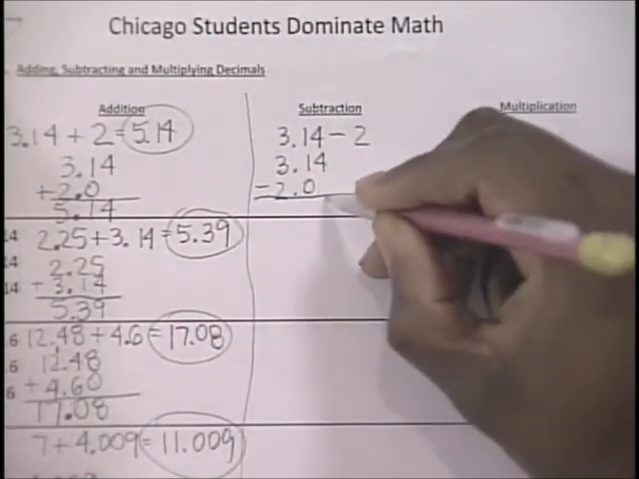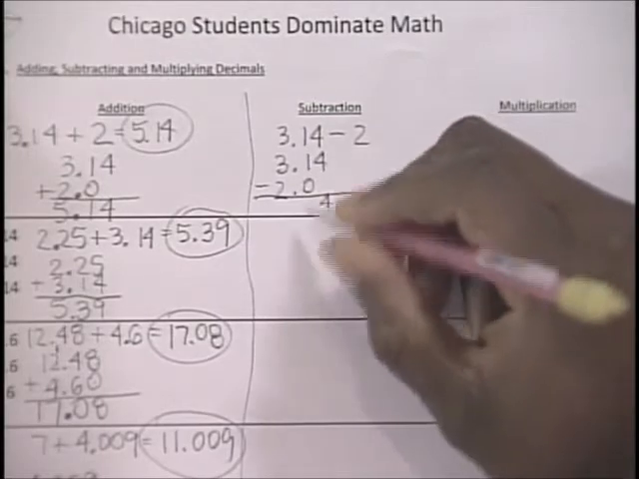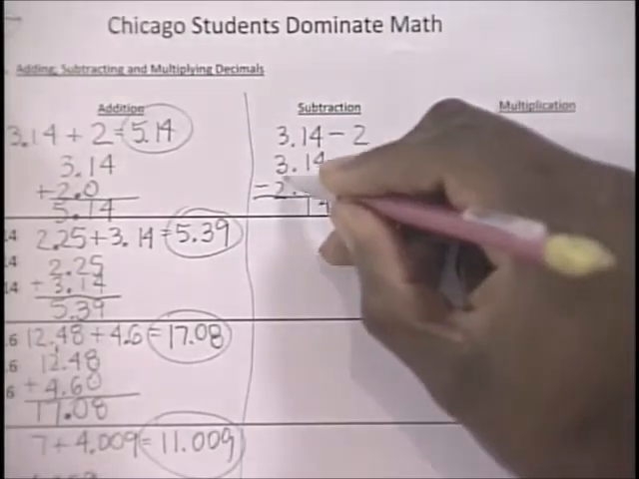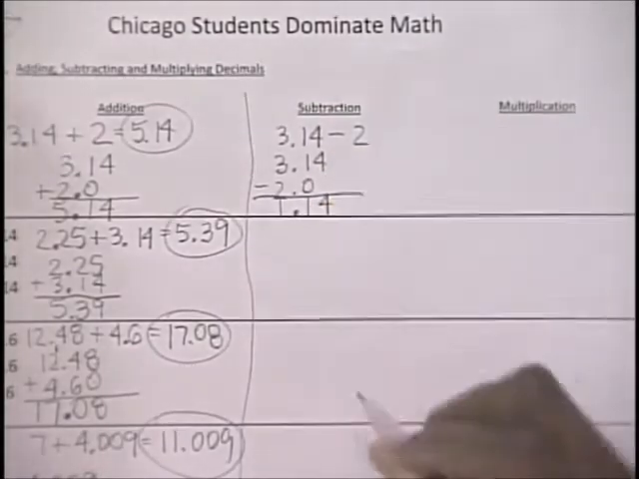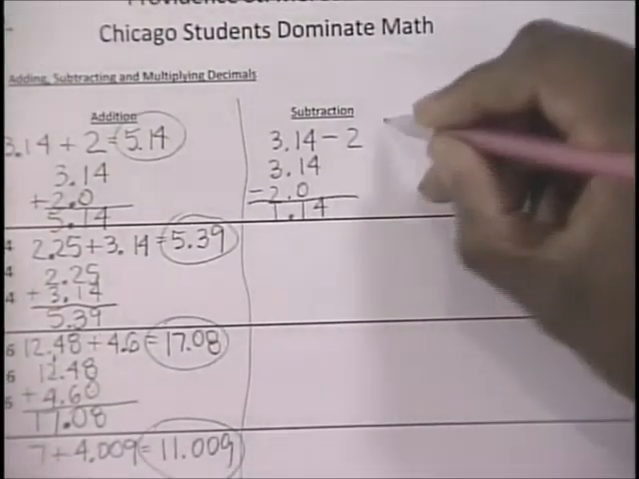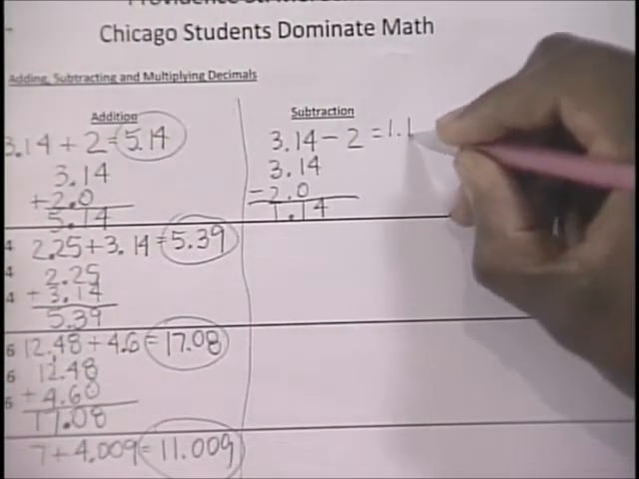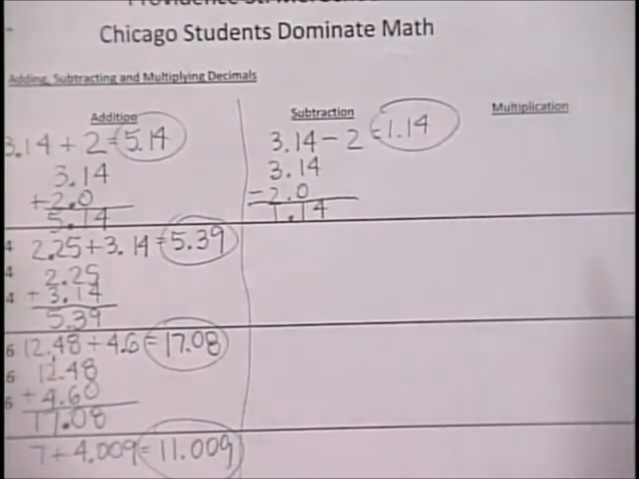All right, so you subtract. 4 minus 0 is 4, 1 minus 0 is 1. You subtract 3 minus 2 is 1. You bring your decimal down, and that's your final answer. 1.14. It's a final answer.